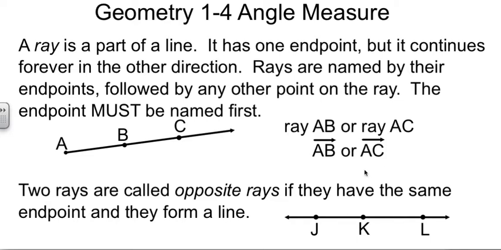Now if two rays make a straight line together, and they have the same endpoint, like this, K, then we call those opposite rays. So ray KJ and ray KL are opposite rays.